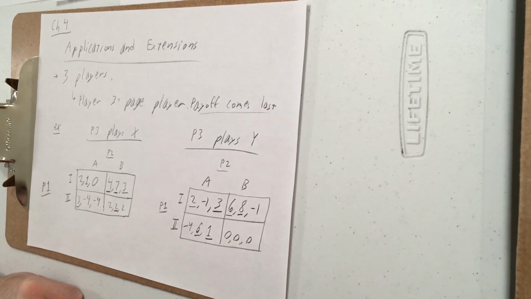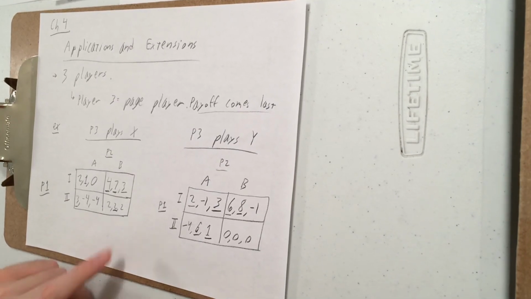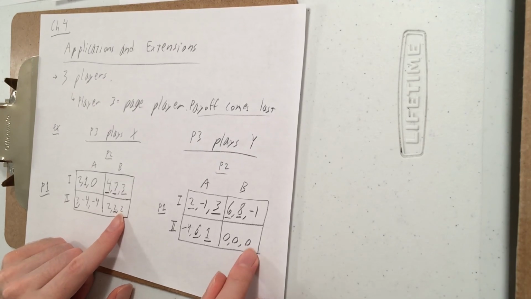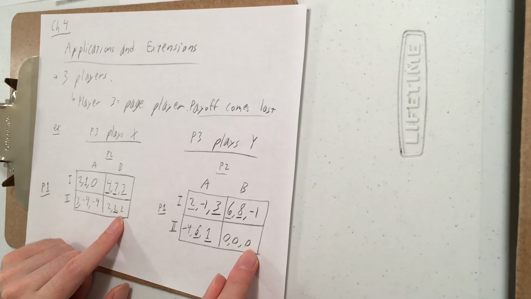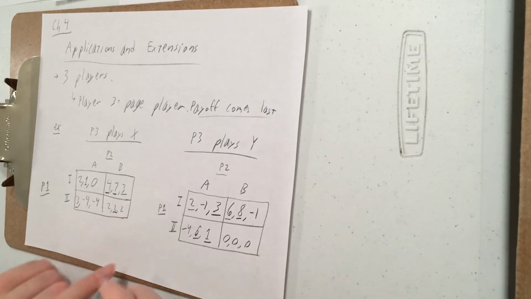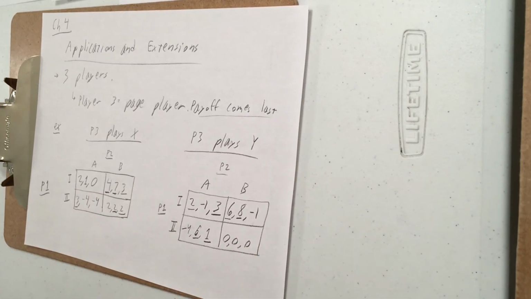Very last one to look at. Player 1 could play II, and player 2 could play B. We're either here or we're there, depending upon what player 3 does. Player 3 would rather get 2 than get 0, so we underline that.